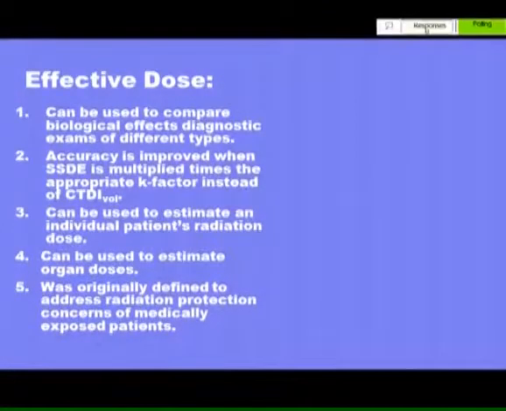Effective dose can be used to compare biological effects, diagnostic exams of different types. Has an accuracy that's improved when the SSDE is multiplied times the appropriate K factor instead of CTDI vol. Can be used to estimate an individual patient's radiation dose. Can be used to estimate organ doses. Was originally defined to address radiation protection concerns of medically exposed patients. Grab that clicker.